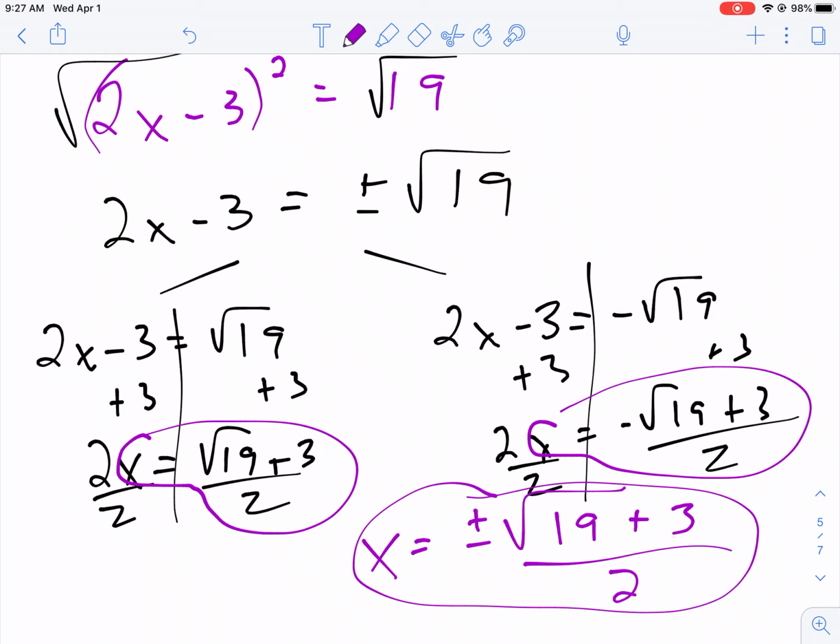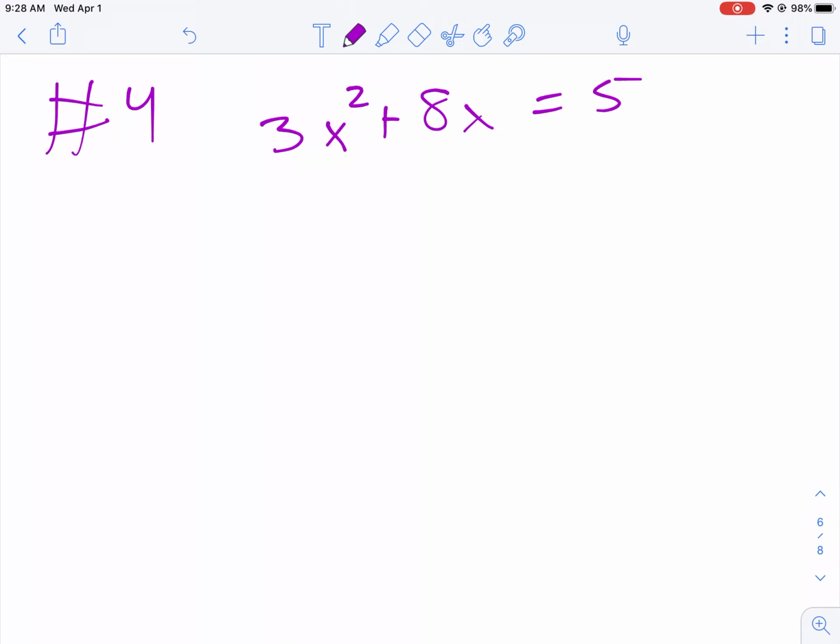So basically that second part, all you have to do is just multiply something to the whole equation to create a perfect square for a. Now we can go ahead and do number 4 on our homework in the guided practice on page 599. So we're going to have 3x squared plus 8x equals 5.